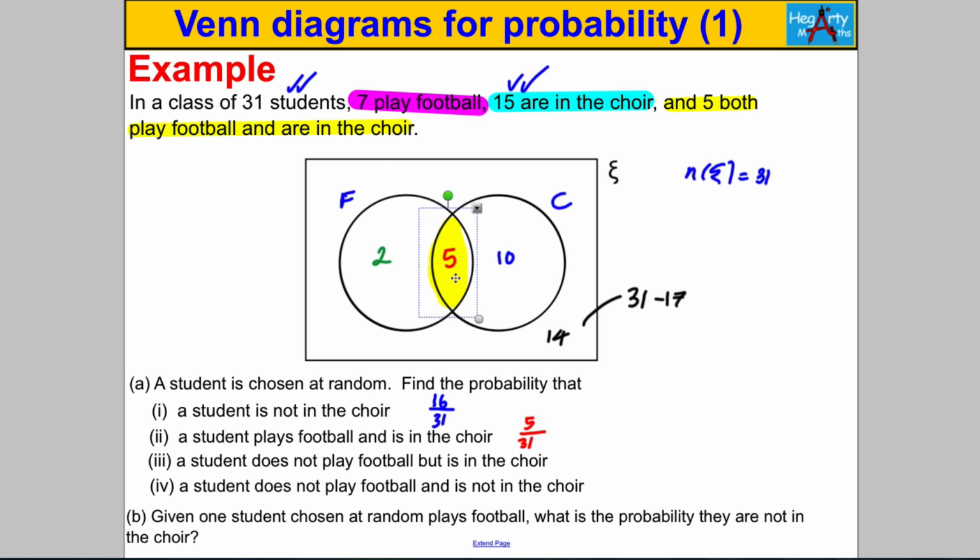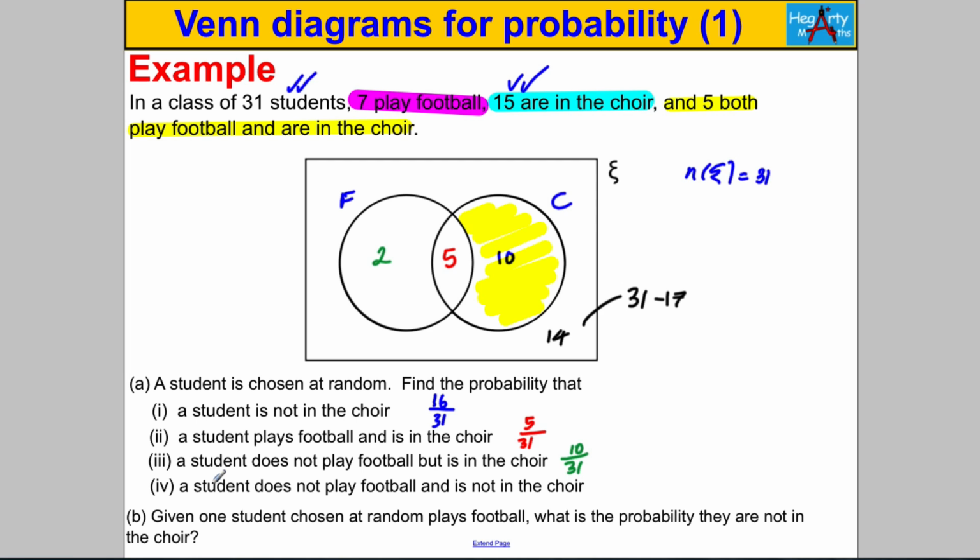Okay, and we're done. Right, next, the probability a student does not play football but is in the choir. So let's label all the students who are in the choir but don't play football. So these students here, you can see, are certainly in the choir, but they do not play football. So there are 10 of them out of a total of 31 in total, and we're done.